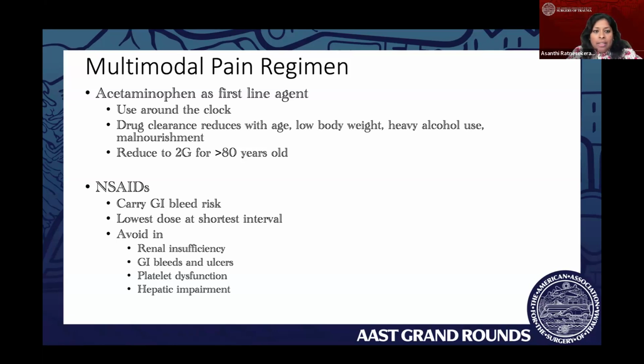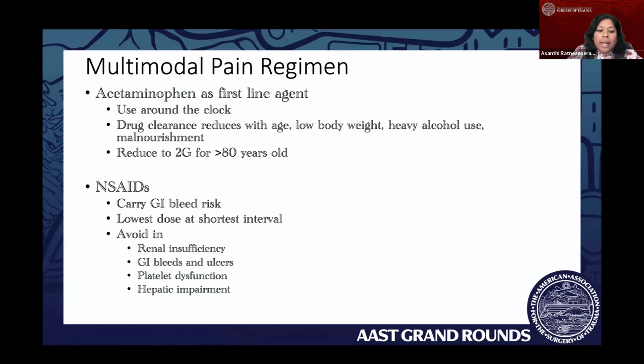Just a caution that the drug clearance does reduce with age, as I mentioned earlier, low body weight, heavy alcohol use, and malnourishment. So if you reduce your total daily intake to 2 grams for patients who are greater than 80 years old, you should be okay. NSAIDs was encouraged by Dr. Lundy. I agree with that, with caution that it does carry a GI bleed risk, and you should use it at the lowest dose at the shortest interval.